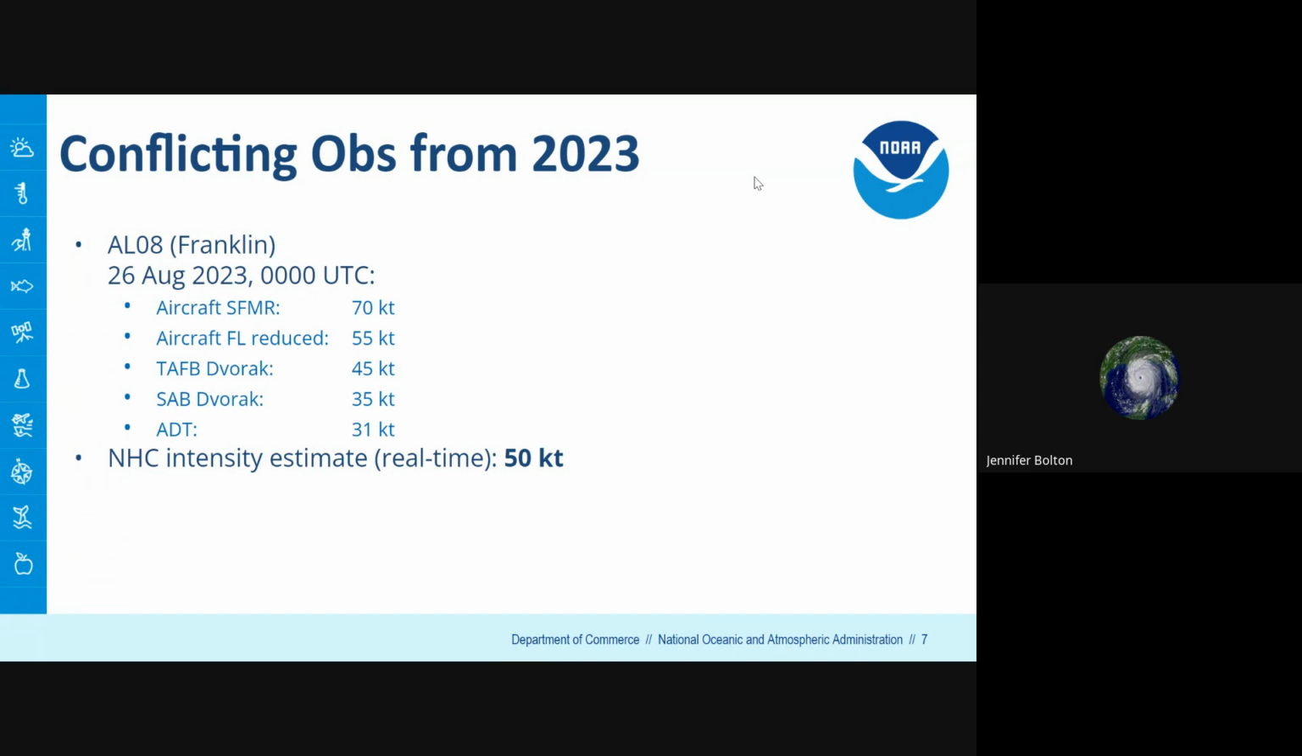And if we wouldn't have had the aircraft data, I'm not sure it would have been set at that place. And of course, they go back after the season and reevaluate all the data. But just an instance where, you know, there's a large spread and it may impact what the intensity is set at.